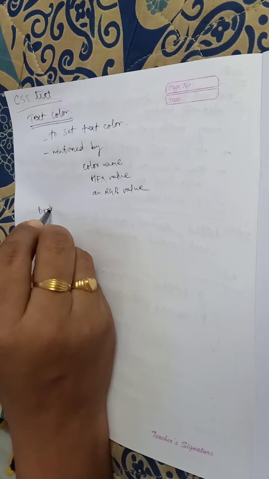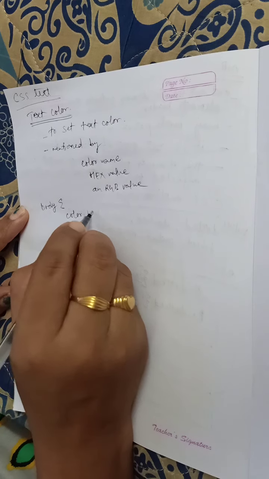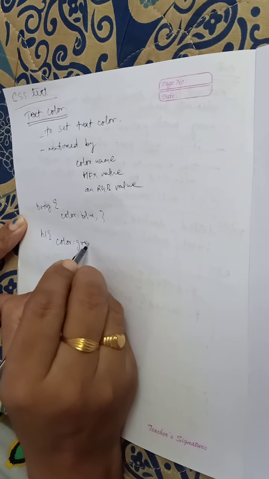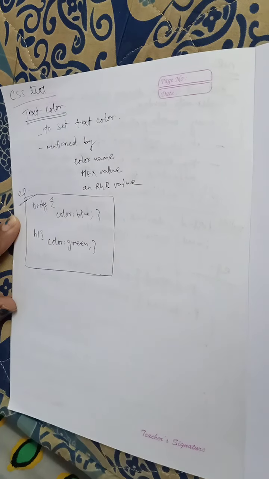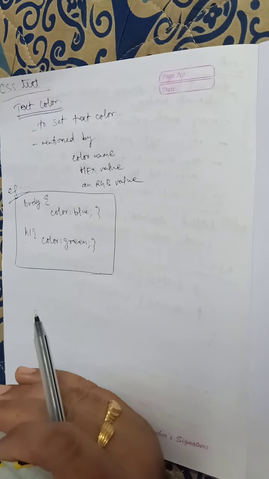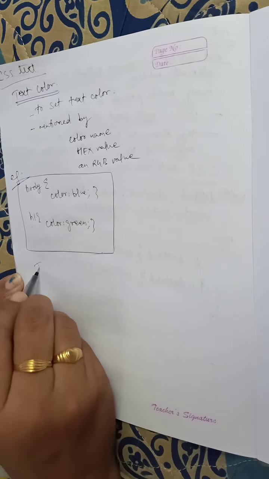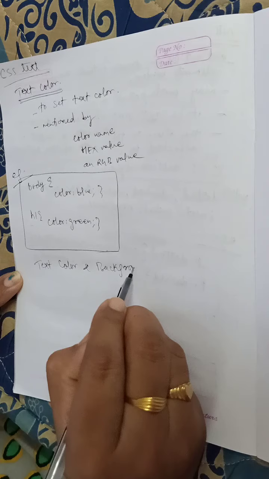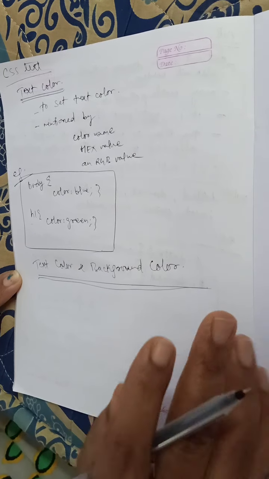So we can set, for this example, H1 will be written in green color. We already had this discussion, just a briefing because we are going through different topics of CSS. Now, similarly, when we are talking about text color and background color.